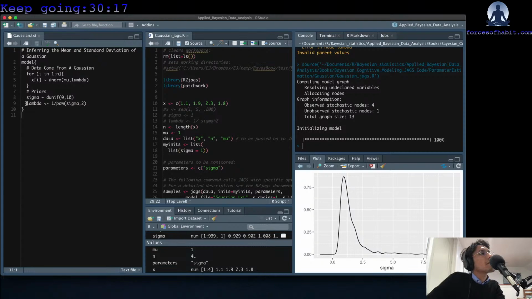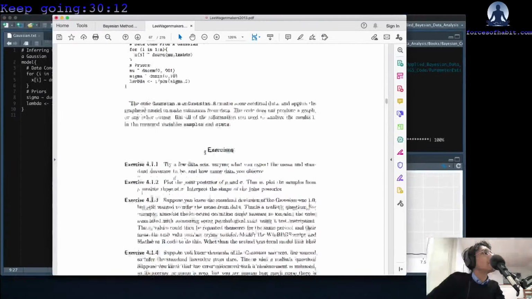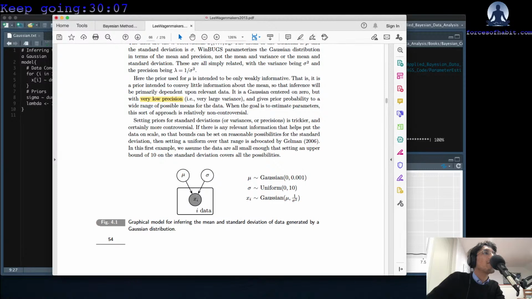Here, the way the JAGS graphical model would look is just that we would have sigma here pointing, no mean, and then we would specify this here. But instead of mu here, we have a 1.